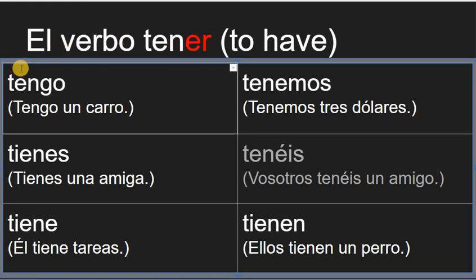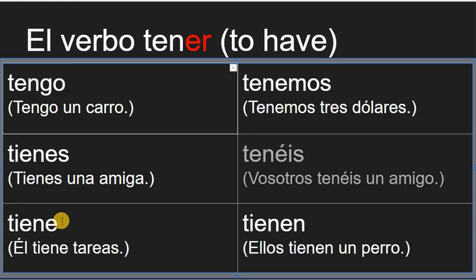We understand the subject pronouns that these are designated to. So this is the yo box. So tener in the yo form changes to tengo. Tengo un carro. I have a car. Tienes una amiga. You have a friend.